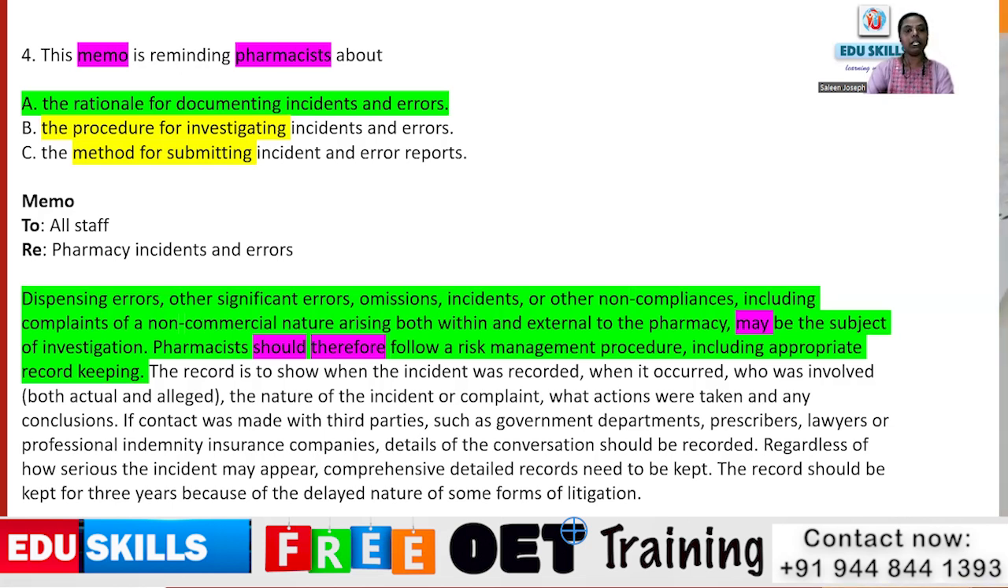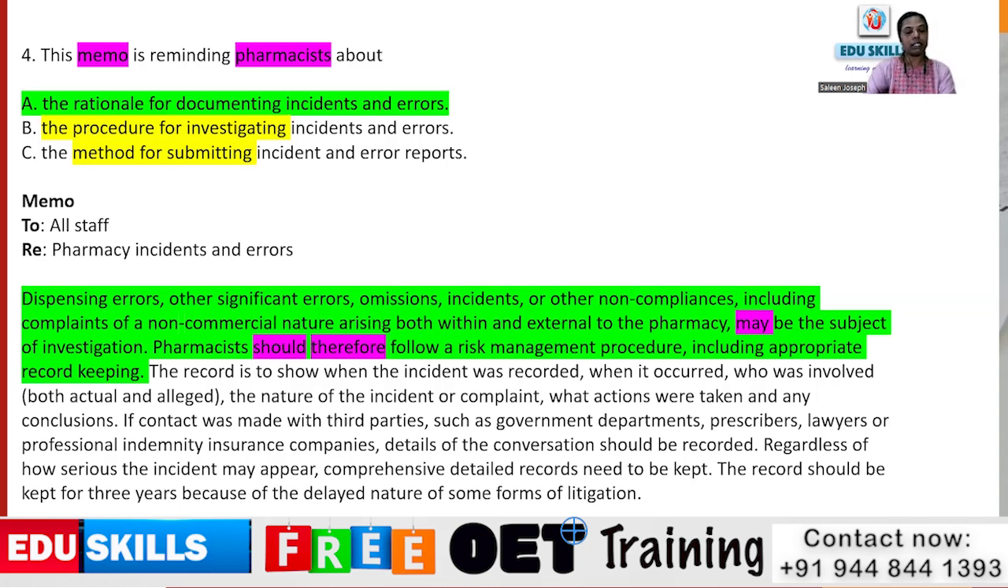So what do you mean by record keeping? In option A, you can see documenting. So that is paraphrasing or synonymous language. Instead of documenting, in the text you read it as appropriate record keeping. Rationale: what is the reason? Why do we have to document these incidents and errors? It is because they may be the subject of investigations. So pharmacists should therefore follow a risk management procedure, including record keeping. So that is the answer.